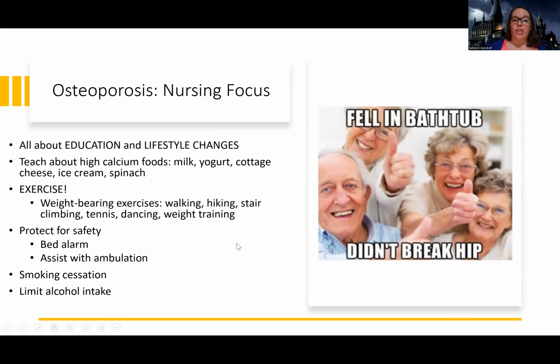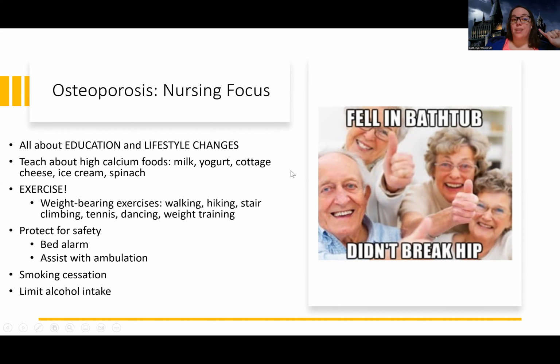And what am I going to do as the nurse? It's all about education and lifestyle changes. First, when it comes to lifestyle changes, we want to make sure they know about high calcium foods. The easy ones to think of are dairy, but also know spinach is high in calcium. And there's going to be some sort of diet question about gout and or osteoporosis on the exam. So start studying your foods.